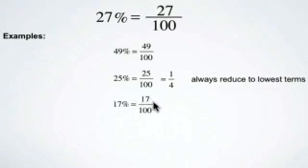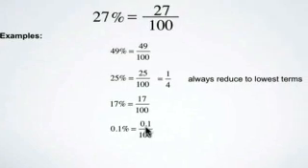17% is 17 per 100, or 17 over 100, and there's nothing that divides evenly into 17 and 100, so this is already in lowest terms. 0.01% would be 0.01 per 100. Now, often in mathematics, we really don't like to mix decimals with fractions, so it's a little bit awkward to have the 0.01 on top.